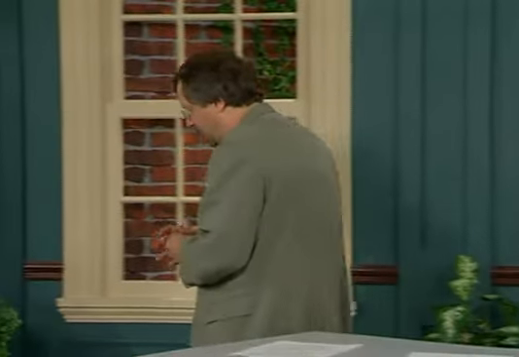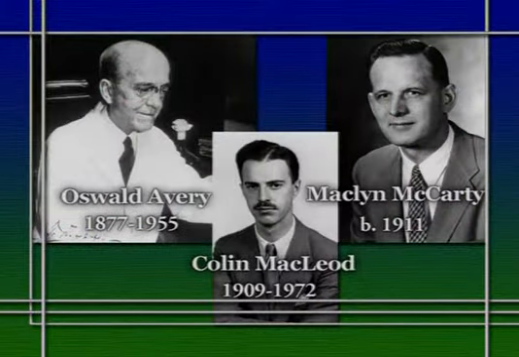In fact, this kind of work was done in the early 1940s, really quite a long time after Griffith's first discovery, by three researchers at the Rockefeller Institute, what's now the Rockefeller University in New York: Oswald Avery, Macklin McCarty, and Colin MacLeod. These guys were biochemists who had been developing relatively sophisticated techniques at that time for selectively breaking down different classes of biological molecules.